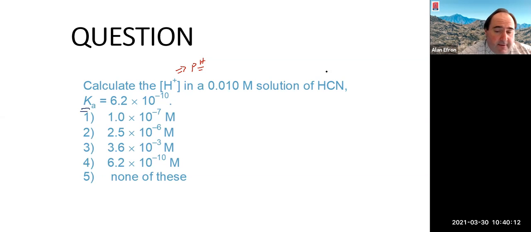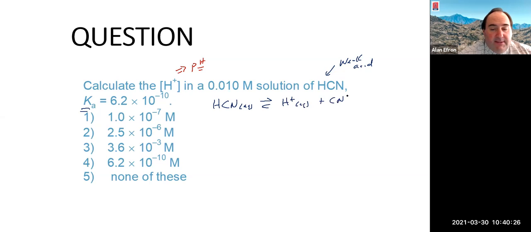Ka value here. We know this is going to be weak. We also know we will need to set up an ice table here. So it's just going to be our weak acid dissociating into H plus and CN minus in this case.